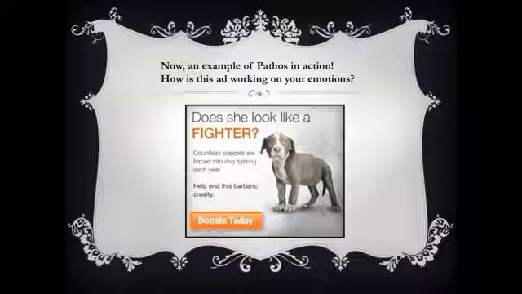Can you find an example of an emotional example? Personalizing the issue. If you said the fact that we're talking about a specific puppy here, where it asks the question, does she look like a fighter, then you are correct. So this ad, in addition to using words with emotional connotations, negative connotations specifically, is also personalizing the issue by showing you a puppy, a specific puppy, a female puppy at that, and asking, does she look like a fighter? So we have a definite emotional example here.